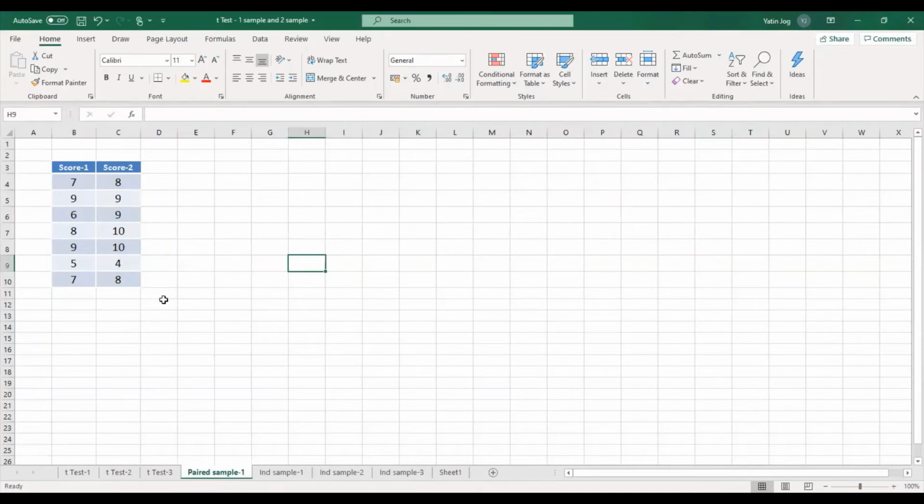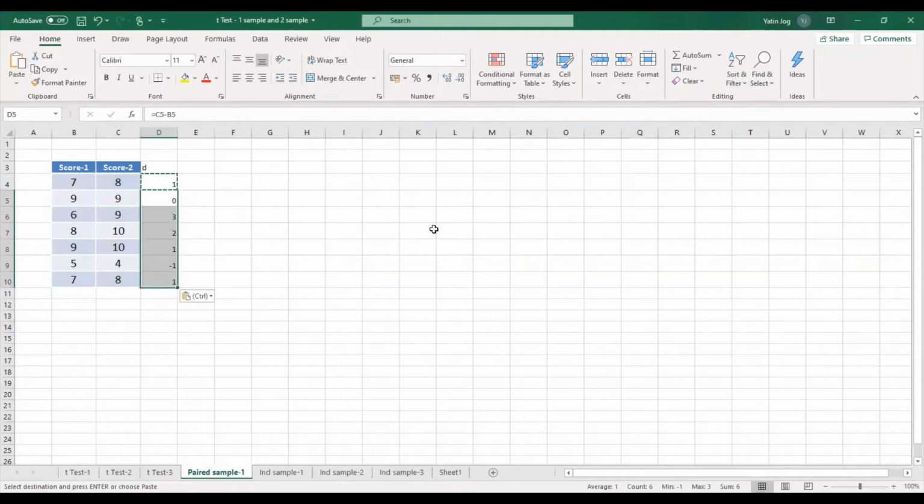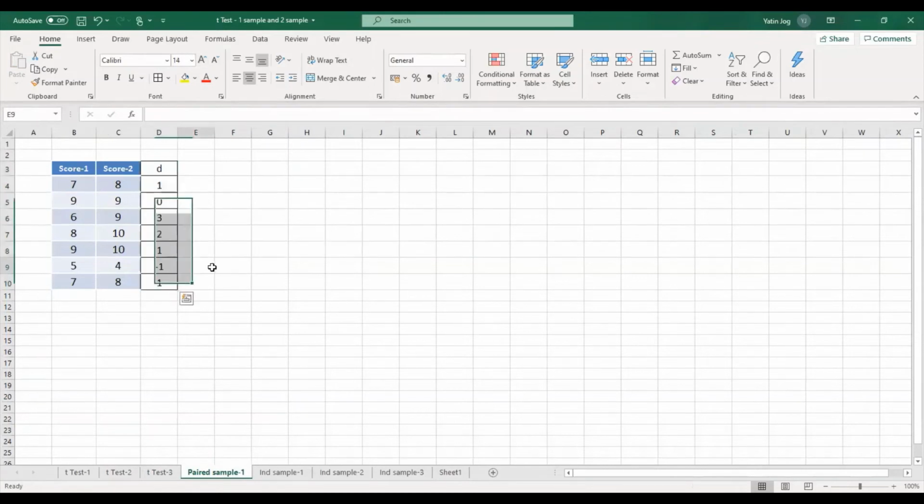Fine. So first thing is I'll calculate D, the difference column, and the difference is post minus pre, or you can take pre minus post also, not a problem. So this is my difference column. I'll just modify it. These are all my difference values. Okay. So this is my D column.